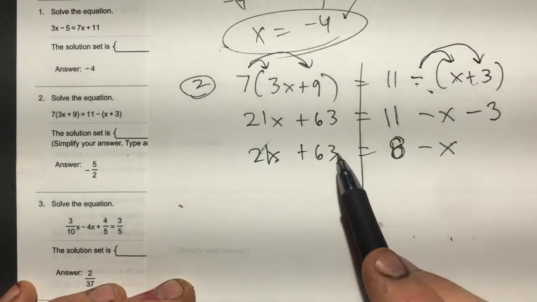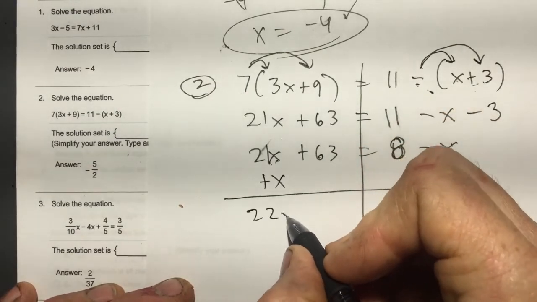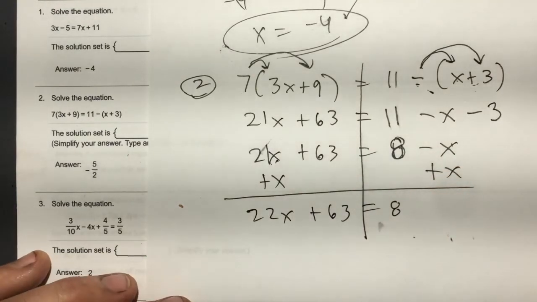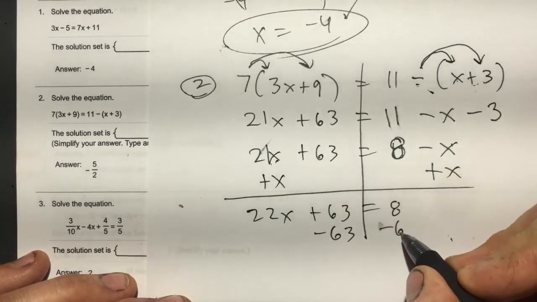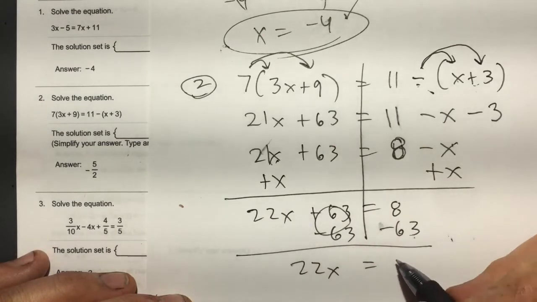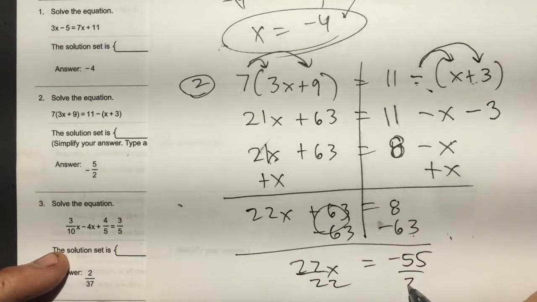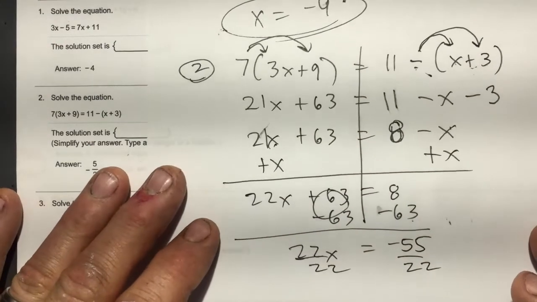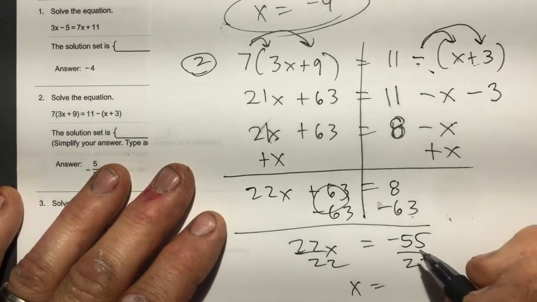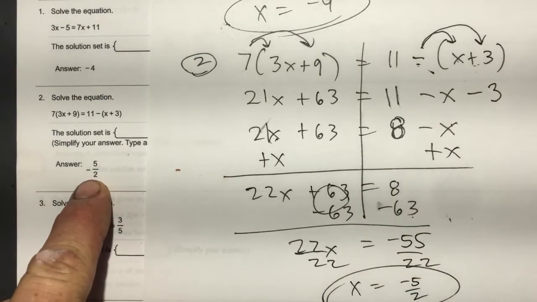And now, just like the previous problem, I got x's on both sides. So I'm going to add an x to both sides, which gives me 22x plus 63 equals 8. And then I'll minus 63. That goes away. 22x equals negative 55. And then I divide by 22. All right, this is going to be 11 goes in both of those, negative 5 over 2. That would be my answer right there, which is what this says.